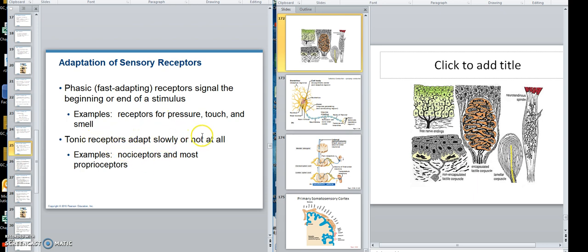Tonic receptors adapt slowly or not at all. Nociceptors and most proprioceptors. Now, proprioceptors, you don't want to adapt. Proprioceptors determine your position in space. So if they adapted, how would you know? You'd be falling all the time.